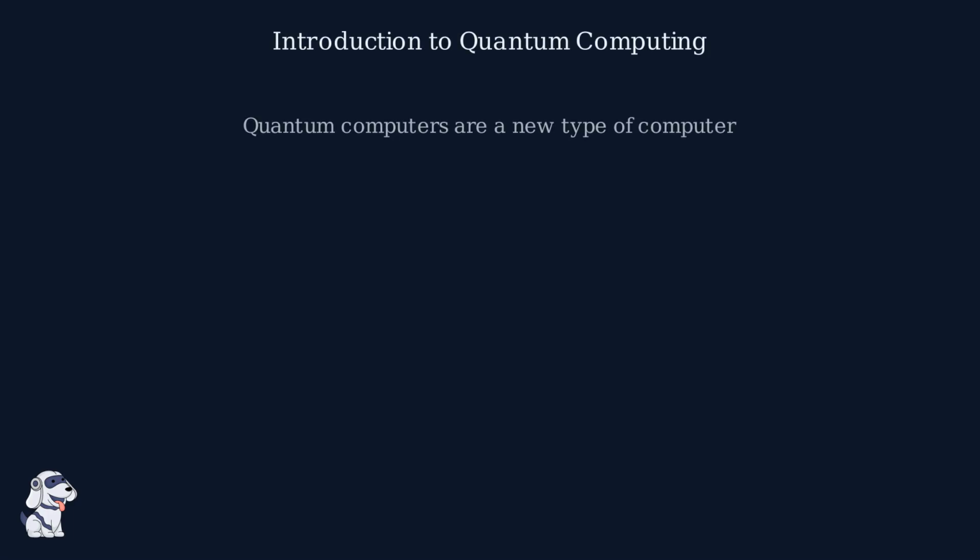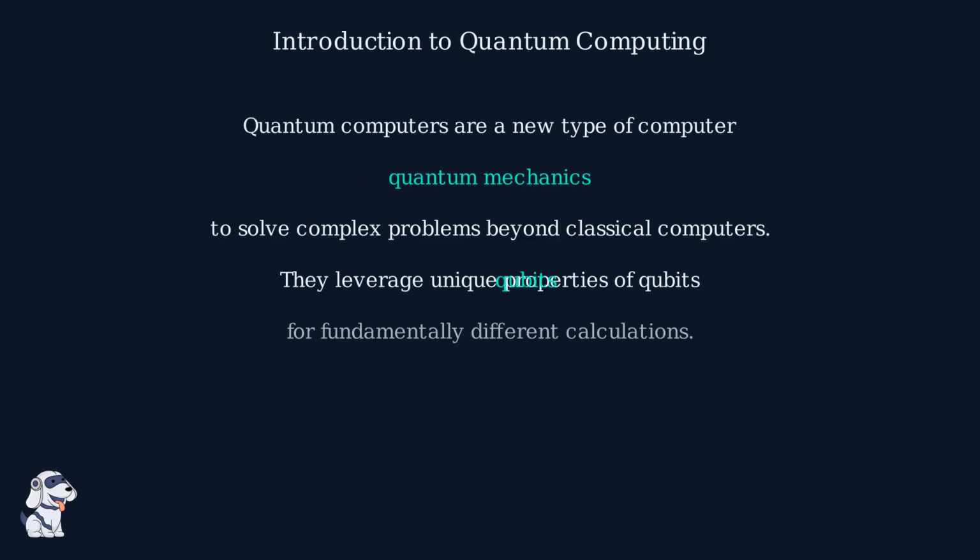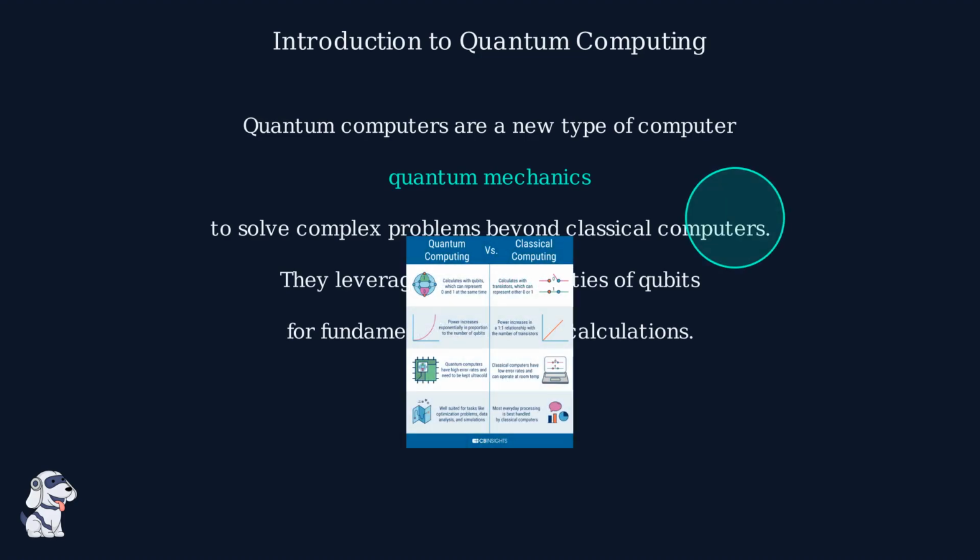Quantum computers are a revolutionary new type of computer that harnesses the principles of quantum mechanics to tackle complex problems that are impossible for traditional computers. Unlike classical computers that use bits, quantum computers use qubits with unique properties that enable fundamentally different calculations.